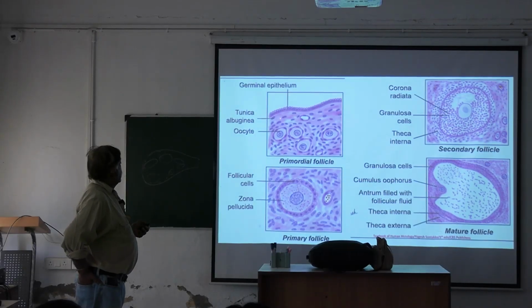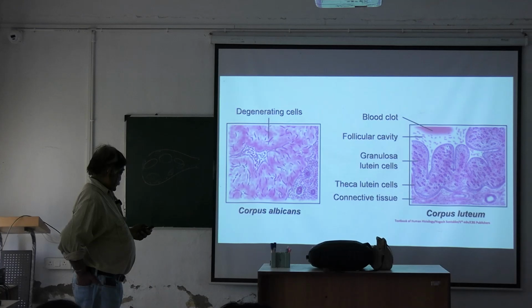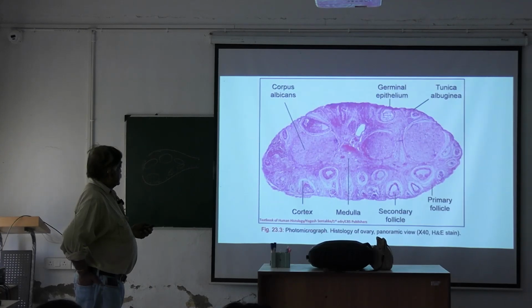This is the germinal epithelium, tunica albuginea, oocytes, follicular cells, zona pellucida, granulosa cells, and corona radiata. Now, degenerating cells with the corpus albicans and corpus luteum. See, this is a photomicrograph of the histology of the ovary, panoramic view at 40x, H&E stain. This shows the corpus albicans, germinal epithelium, tunica albuginea, primary follicles, medulla, and cortex.